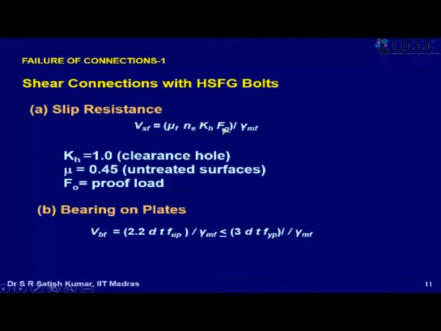Okay. Now what is that F naught? F naught is the proof load. As we know, it is made of high strength steel, so there is no yield strength specific for it. So we are trying to estimate from FU.